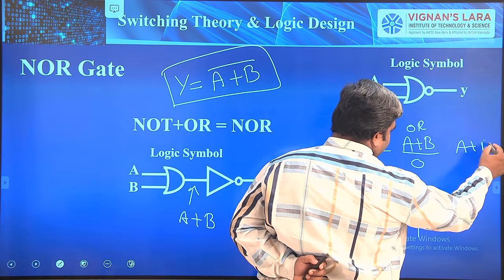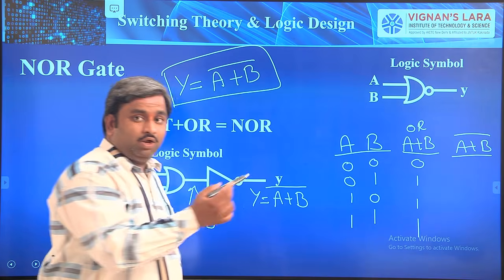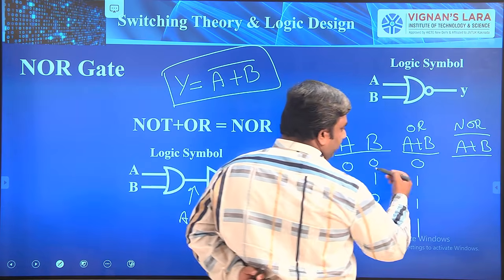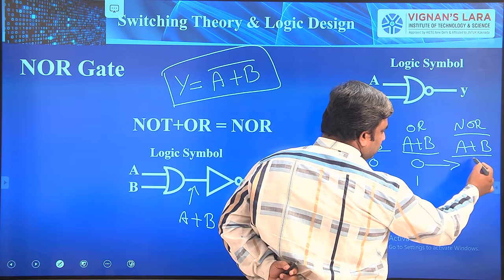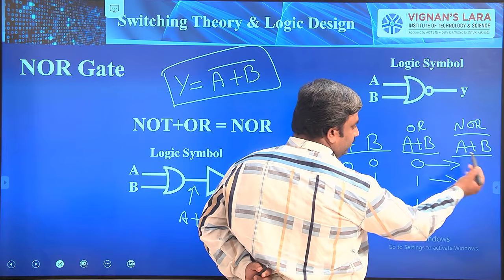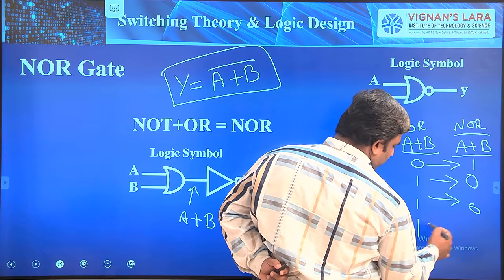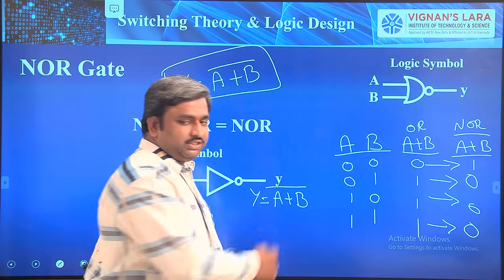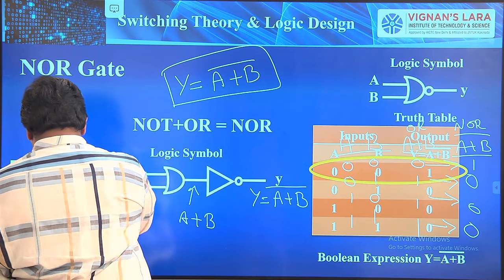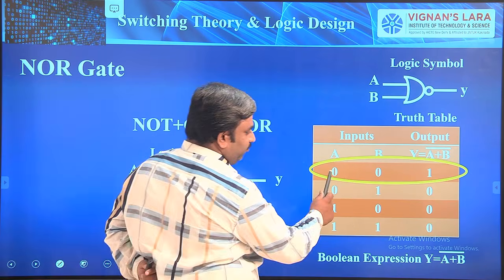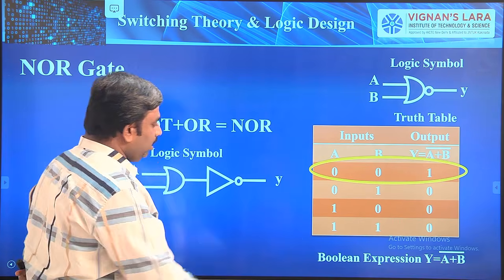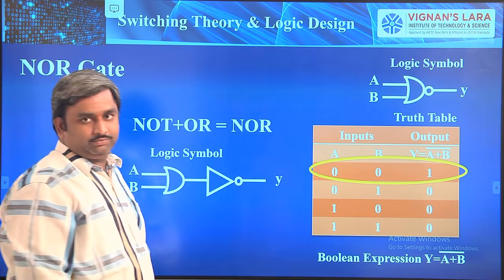Next, (A plus B) whole bar. That is the NOR gate operation. In this situation, we give the OR output to the inverter, so it changes 0 to 1, and 1 to 0. 0 is converted to 1, 1 is converted to 0, 1 is converted to 0, and 1 is converted to 0. So this is the NOR gate functionality. When both inputs are 0, the output is equal to 1. In all the remaining cases, the output is equal to 0, and this is the representation of the NOR gate.